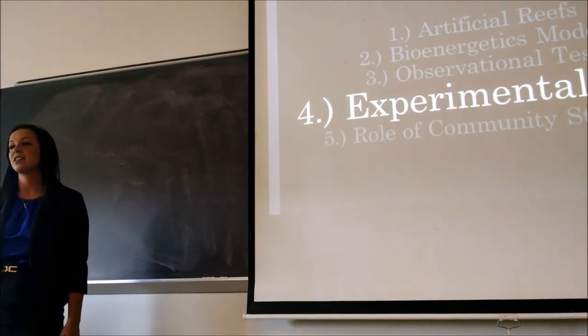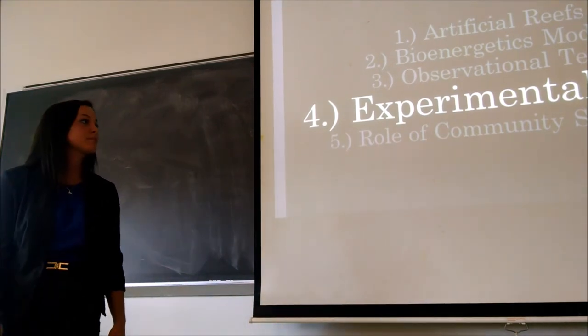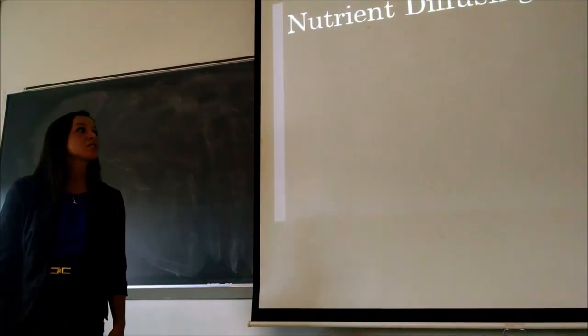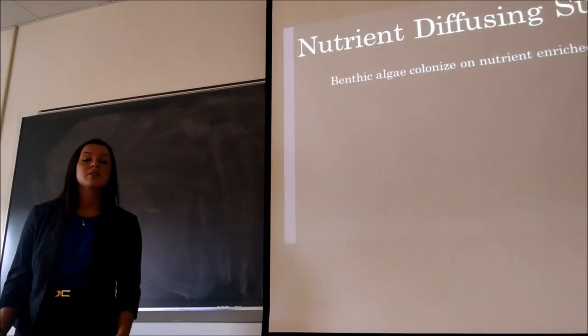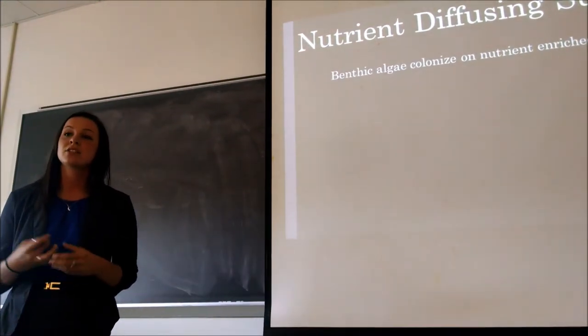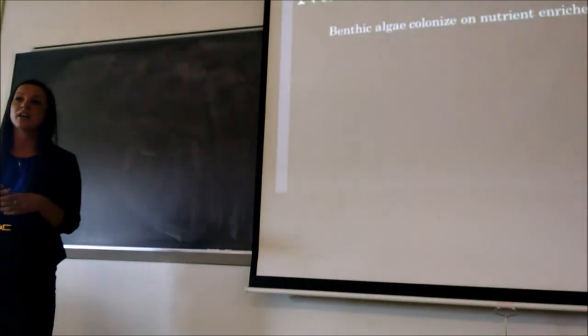Algier next went on to manipulate some of the variables on his reef to see what effect they would have. He did this using nutrient diffusing substrates. So he was studying benthic algae in this case, the algae that was growing along the bottom of his seagrass beds, and he did this using nutrient agar plates.